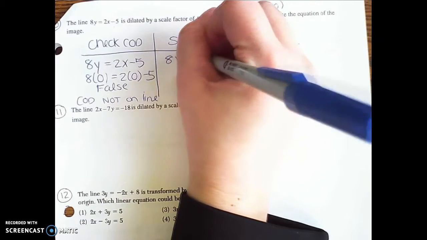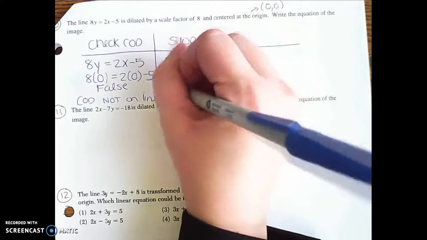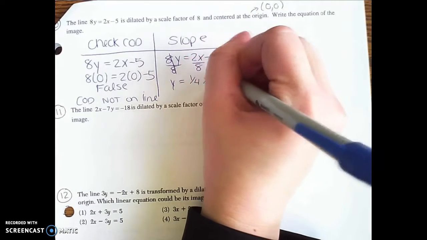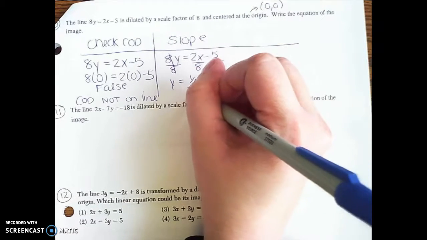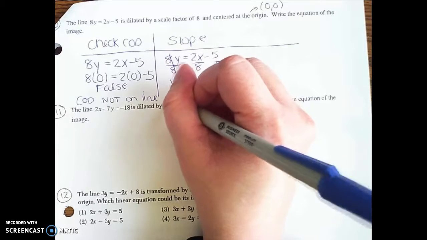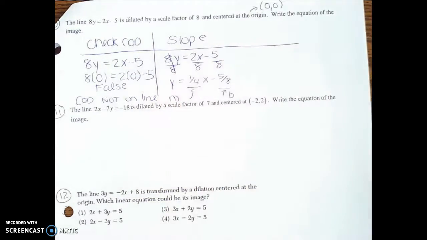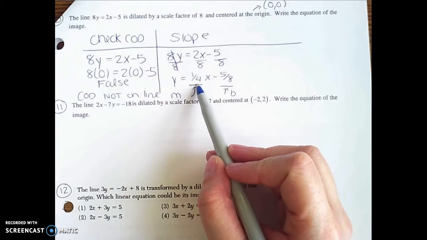8y equals 2x minus 5. I'm going to divide through by 8. I get y equals 2 divided by 8 is 1/4, x minus 5/8. So my slope is 1/4. My y-intercept, b, is negative 5/8. So I need to use the same slope. I'm going to use a slope of 1/4.